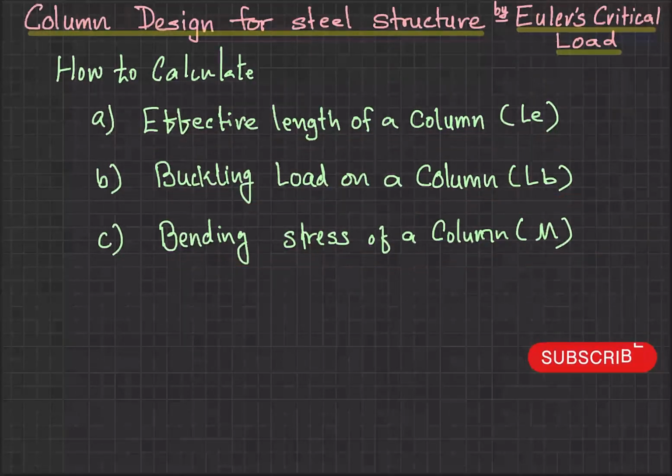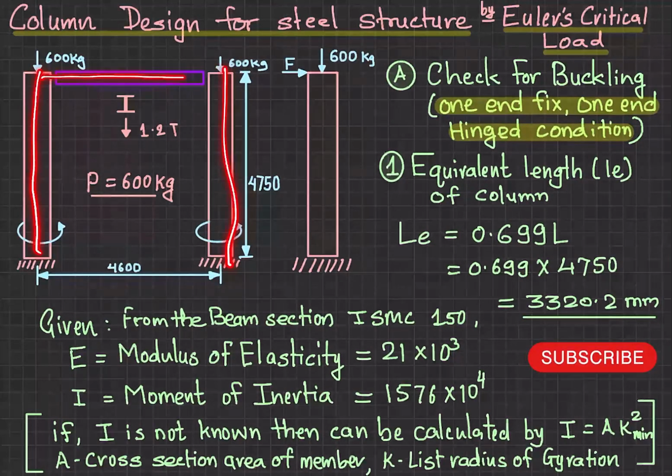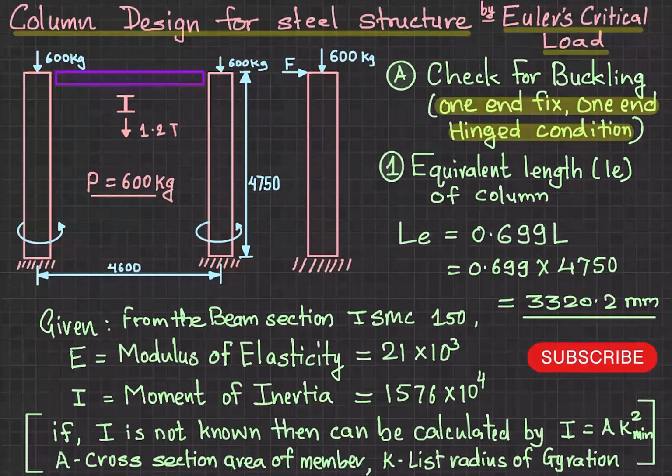So let's start, guys. In this figure we have considered two columns which are connected with some beam. The columns are fixed at the bottom and hinged at the top. A 600 kg load is applied on each column, and there will be some moments coming in the column due to the load applied on the beam, which is 1.2 tons.